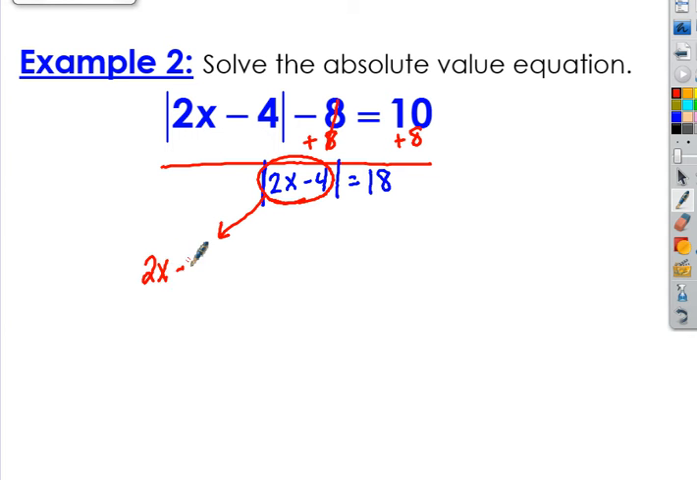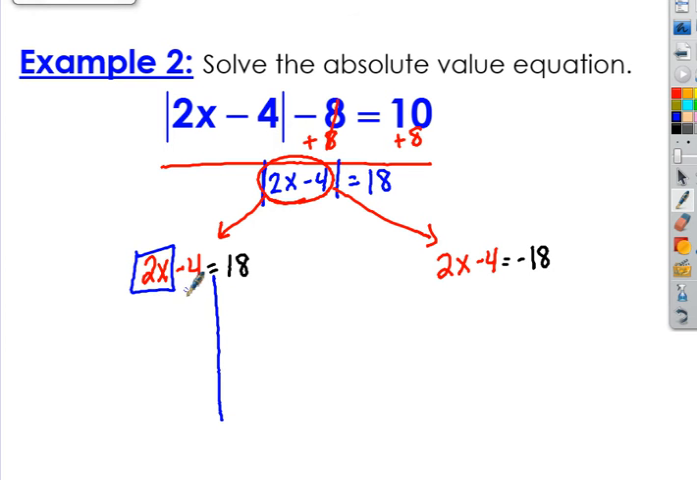So 2x minus 4 doesn't change. But this says that it's 18 away from 0, so it could be equal to two different things. It could be equal to positive 18, because positive 18 is 18 away from 0. Or it could be equal to negative 18, because negative 18 is also 18 units away from 0. And now I just solve my equation.